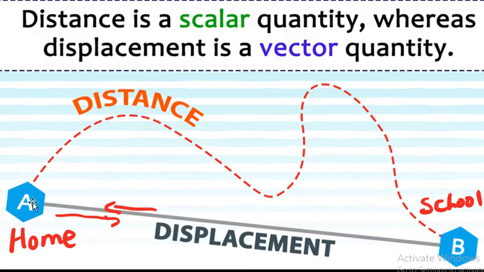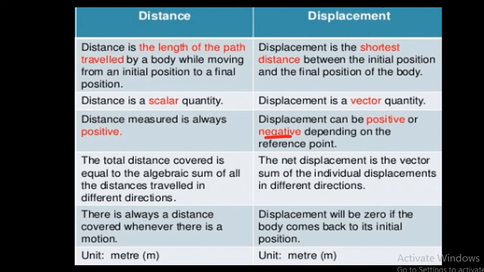If you go from home to school and then get back to home, the total displacement might be 0, because you may go 5 kilometers, and then when you get back again 5 kilometers, but in different directions, so they will cancel each other when you are adding. So these are some of the comparisons, and both of them will be measured in meter. Their SI unit will be meter, because both of them are lengths.